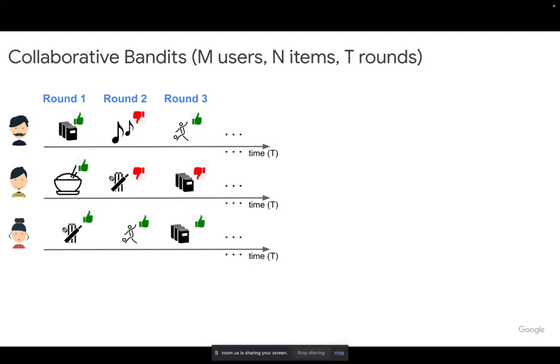Now, at each round, every user comes up, consumes their corresponding recommended item, and gives a feedback. Again, say a like or a dislike based on their preferences.